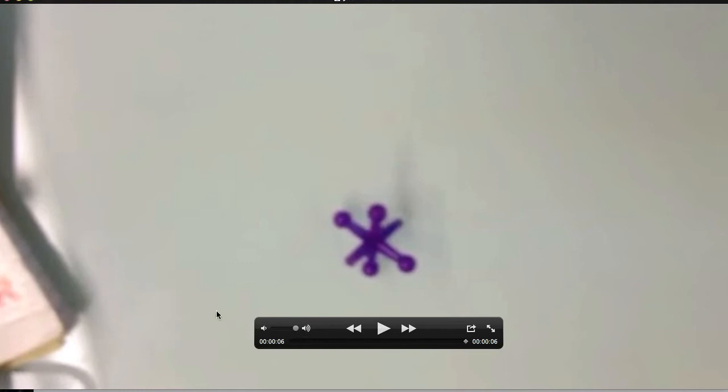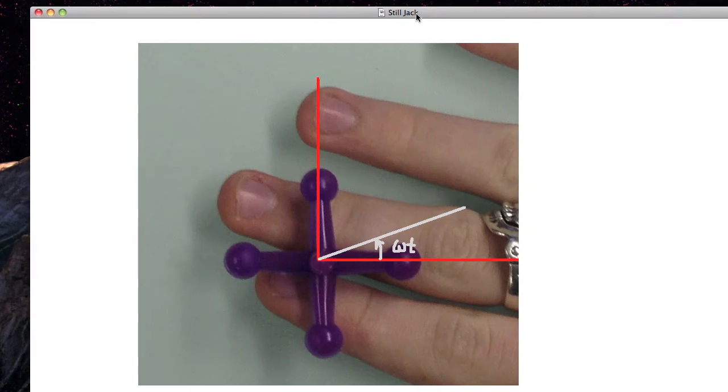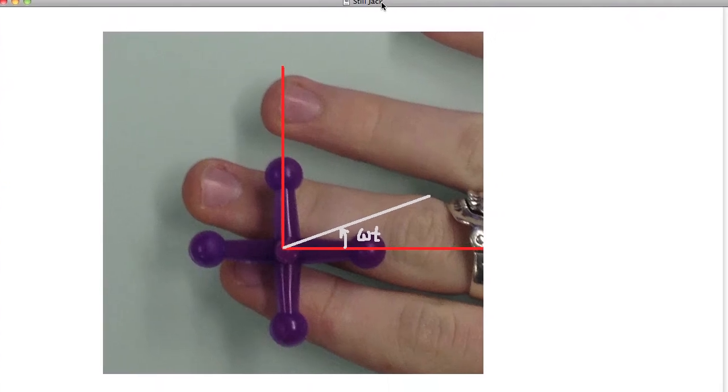So with that, let me move this movie out of the way. Okay, now let's look at this still photo of the jack right here. Now let's imagine that the jack is spinning around in this direction, like that. Now I've drawn this axis right in here because I'm going to use this to explain what we're going to do. As the jack is spinning like this, it moves in this direction.